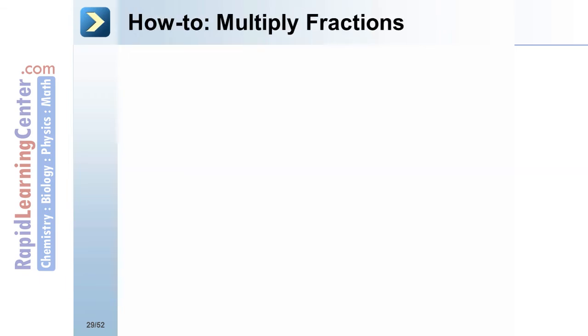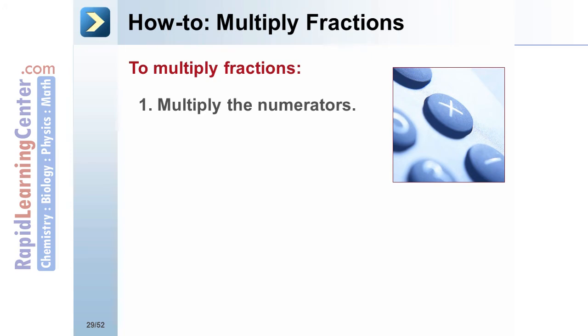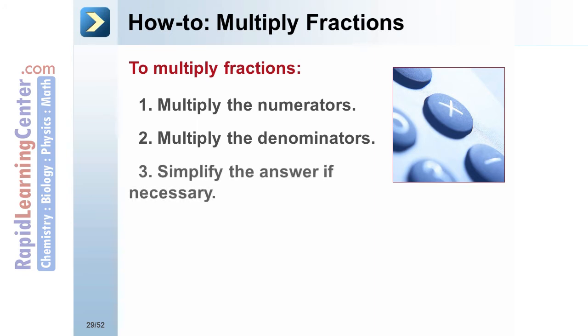How to multiply fractions. To multiply fractions, 1. Multiply the numerators. 2. Multiply the denominators. And 3. Simplify the answer if necessary.